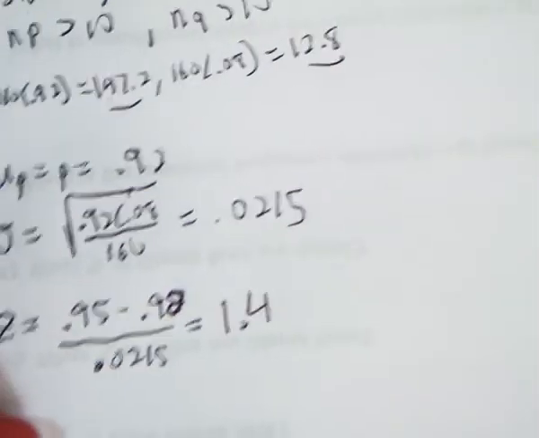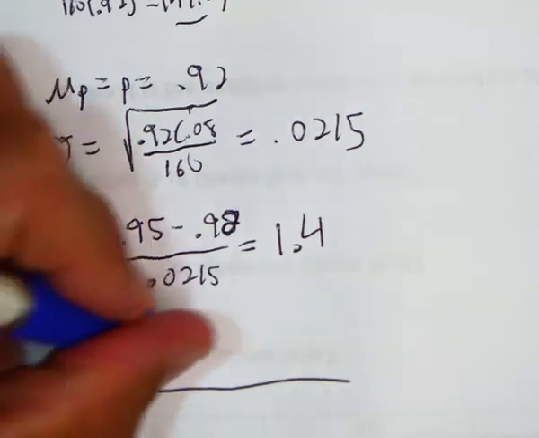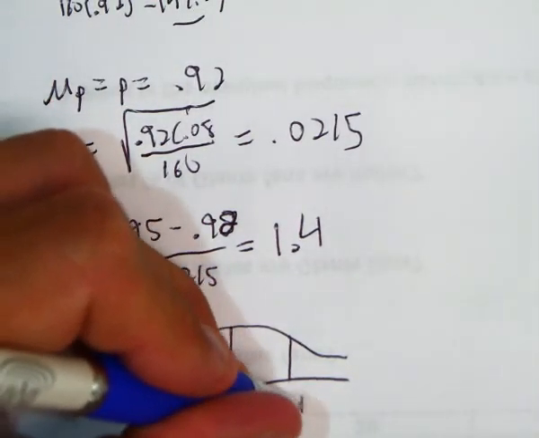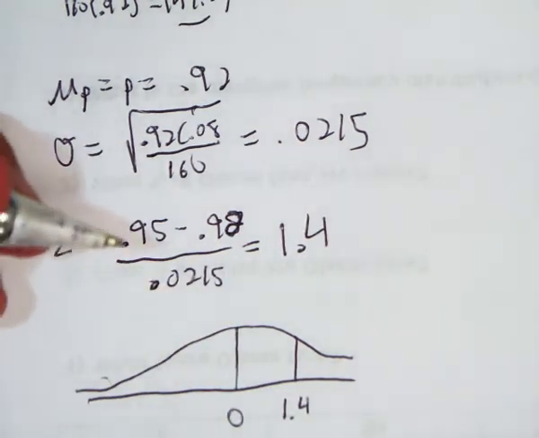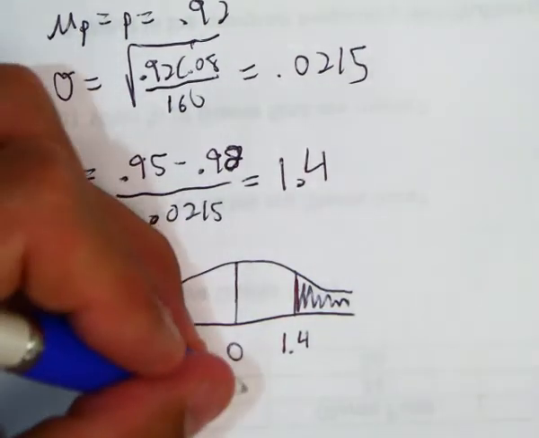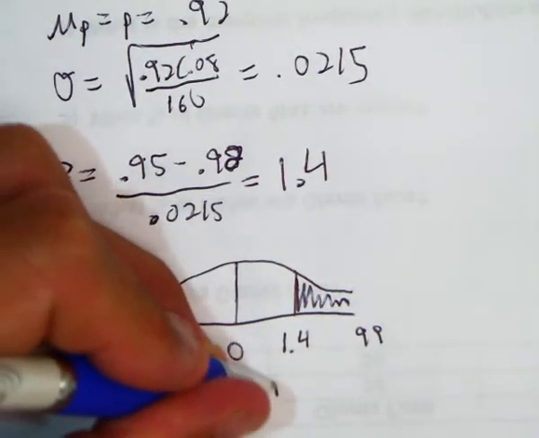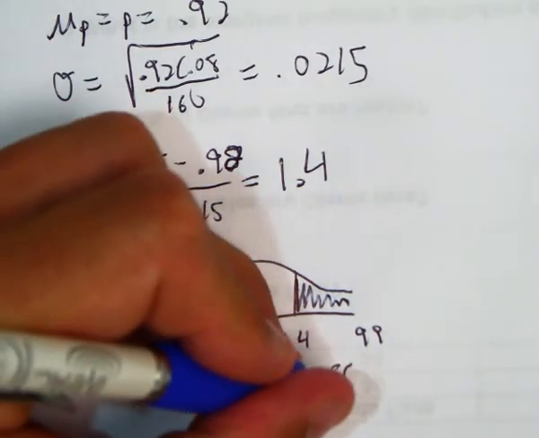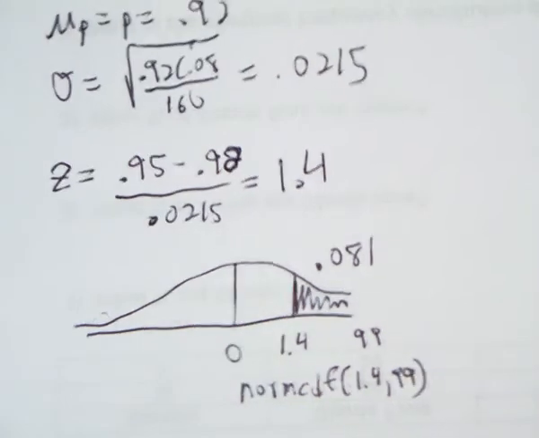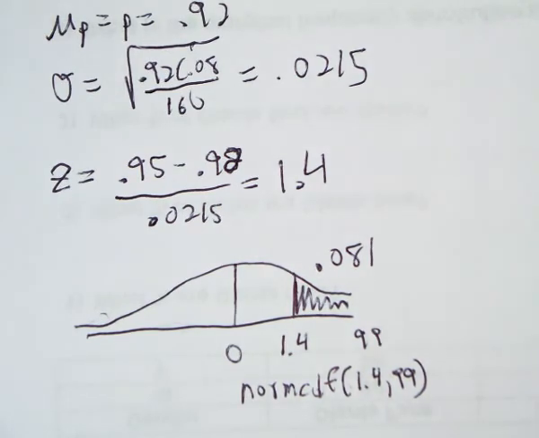And then we got to do, this is a z-score of 0, a z-score of 1.4. And the question is more than 95%, so we're going to shade there. And then we're going to go to normCDF. And we're going to go from 1.4 to 99. And if you do that, you should get about 0.081. So there's about an 8.1% chance that 95% or more of these seeds that are in this packet will germinate.